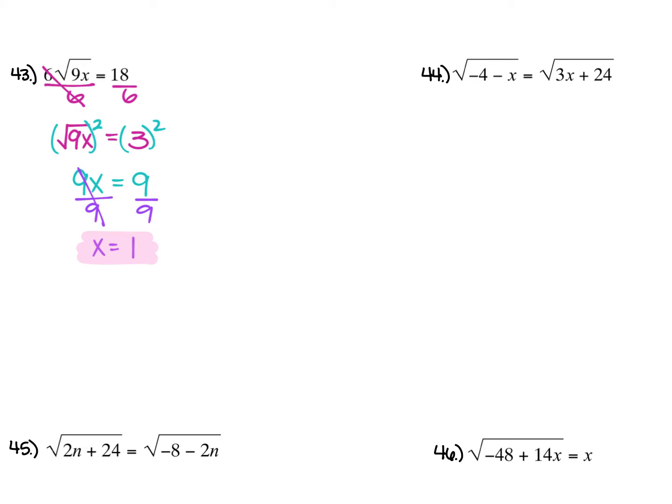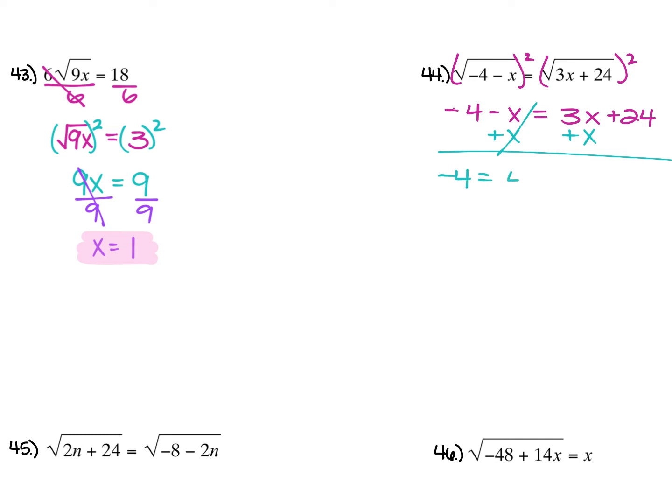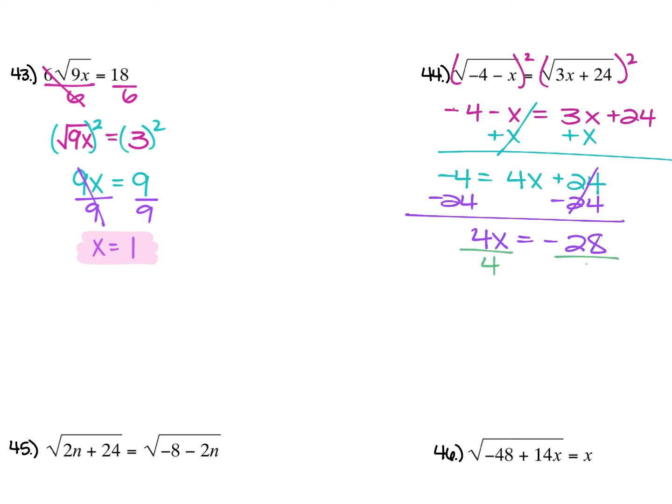For this one, since your radical is on both sides, you're going to square both sides here to start with. It's going to cancel out each radical. You're going to work with negative 4 minus x is equal to 3x plus 24. We're going to move the x over first by adding it to both sides. That gives you negative 4 is equal to 4x plus 24. Subtract your 24 over. You have 4x is equal to negative 28. Divide each side by the 4, and you have that x is negative 7.